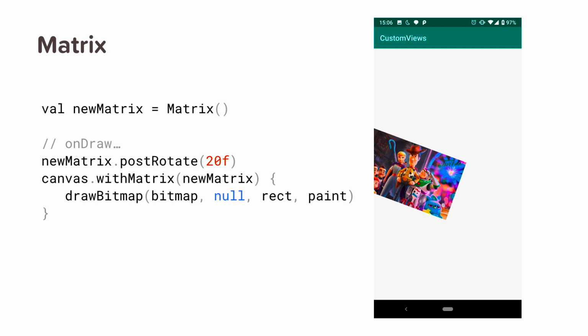And then Canvas has, KTX has another extension, which is canvas.withMatrix. Now everything within that block will be drawn with that rotated matrix in mind. So you can see the bitmap that we're drawing on screen is now rotated because it is using that matrix.